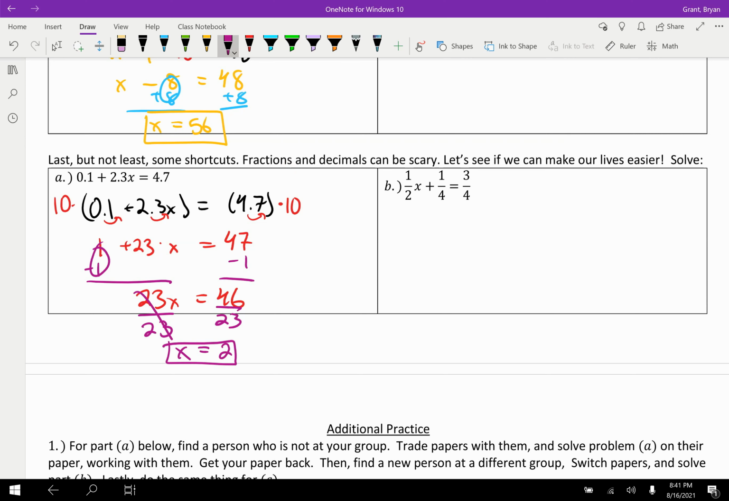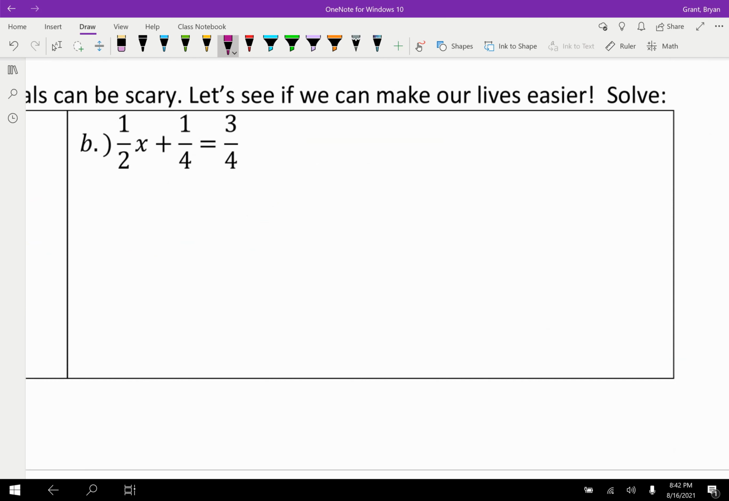Part B. 1/2 x plus 1/4 equals 3/4. Ooh, fractions. Scary, scary. Well, I'm here to tell you that a trick you've used with adding fractions for a long time can actually make your life a little bit easier. And that trick is common denominators. Looking at part B, can you see a common denominator that all three fractions would have their denominators go into?